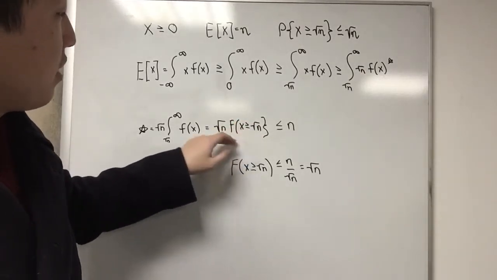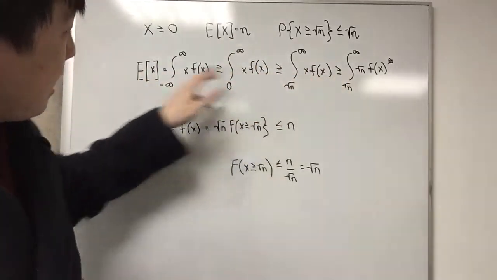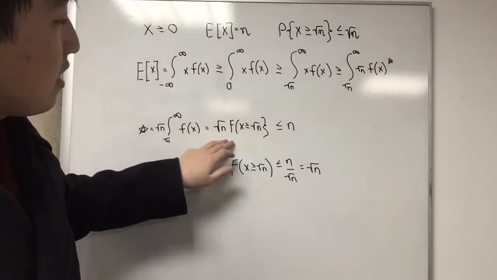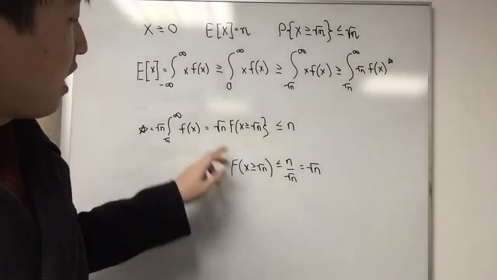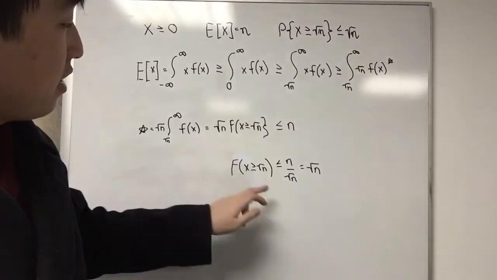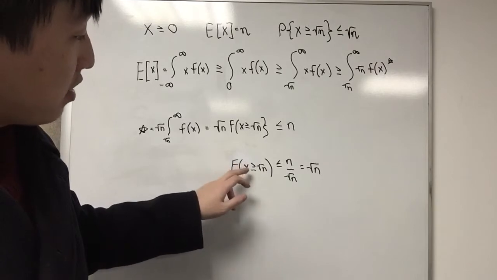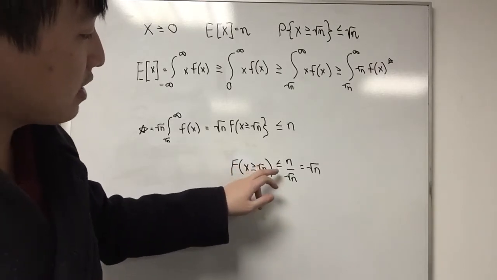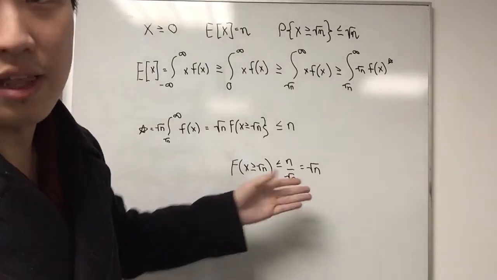And now we know that, since the expected value is equal to n, and everything after this is less than the expected value, this is also less than or equal to the expected value, this being n. So if we divide both sides by the square root of n, we get that the probability of x being greater than or equal to the square root of n is less than or equal to n divided by the square root of n, which is equal to the square root of n. And therefore we proved it.